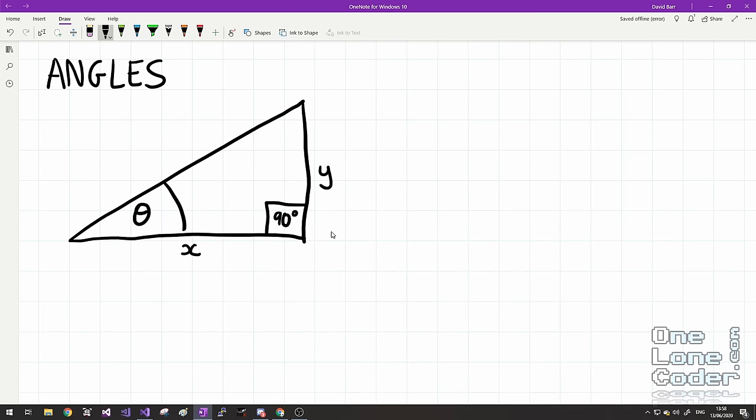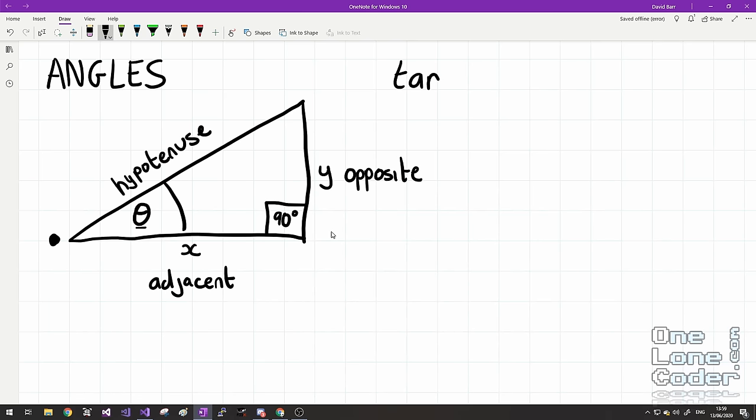When we look at the triangle from the perspective of this angle here, we can label the sides. The longest side of a right-angled triangle is always called the hypotenuse. In this configuration, over here, the y-axis will be called the opposite side, and the x is called the adjacent. So we're looking at the triangle from this corner. And the rule I want us to learn here is that the tangent function, you'll have seen that on your scientific calculators, of theta is equal to opposite divided by adjacent.